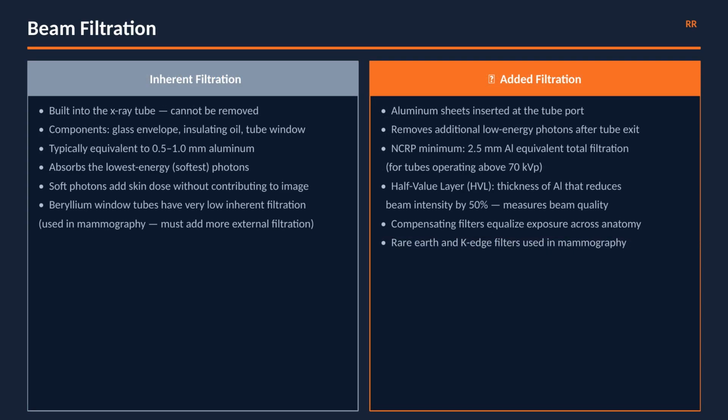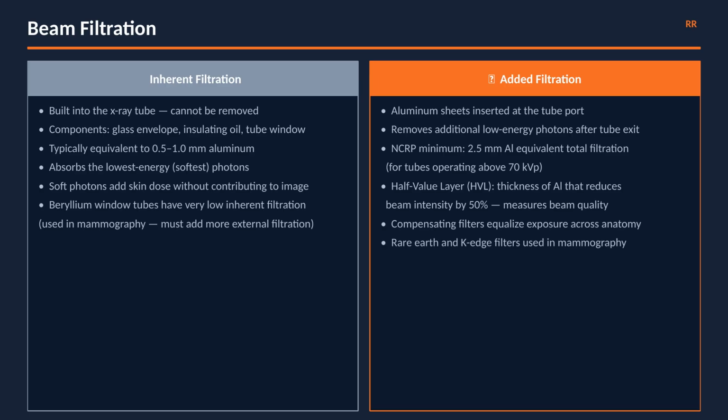Filtration removes low-energy photons from the beam before they reach the patient. Those low-energy photons cannot penetrate through to the detector. They contribute only to skin dose without contributing anything to the image. The NCRP requires a minimum total filtration of 2.5 millimeters aluminum equivalent for diagnostic X-ray tubes operating above 70 kVp. Total filtration equals inherent plus added.